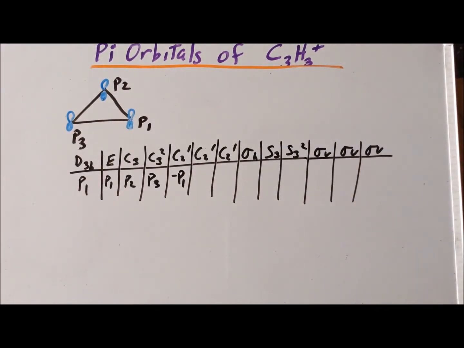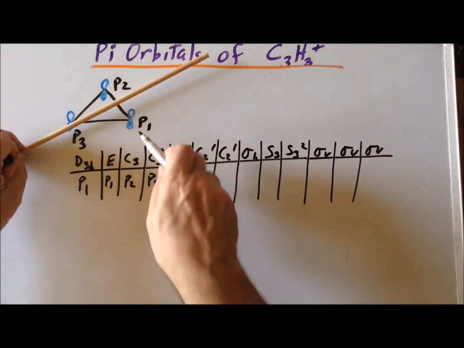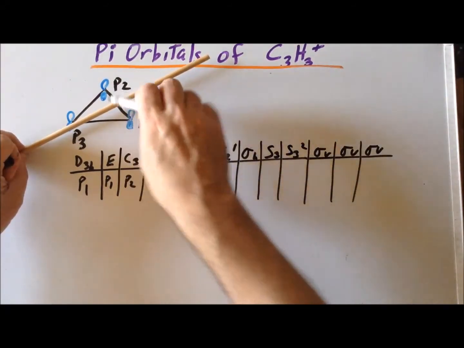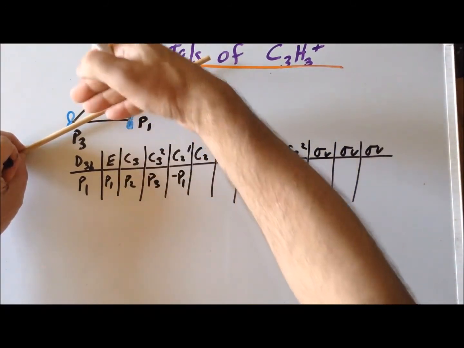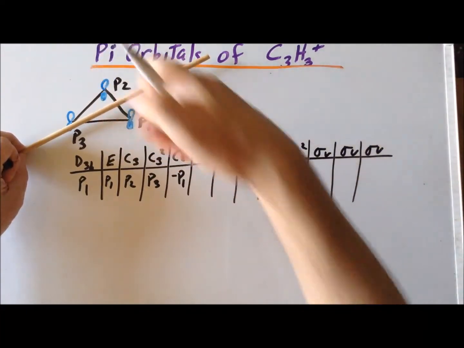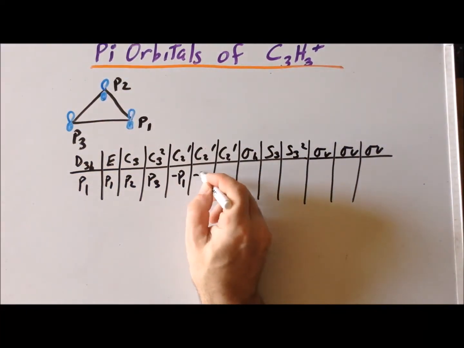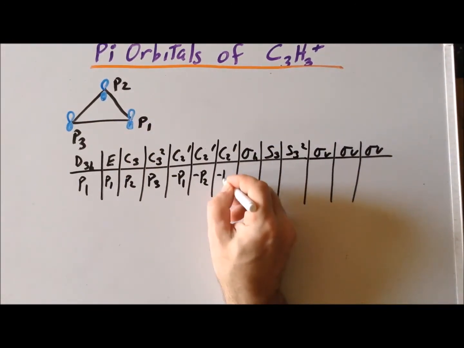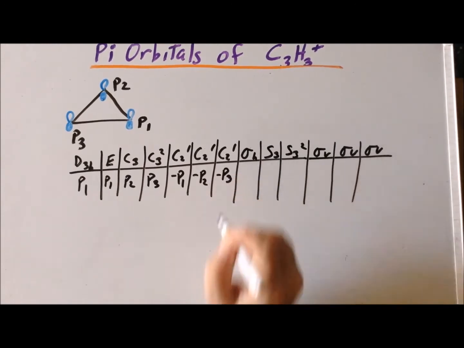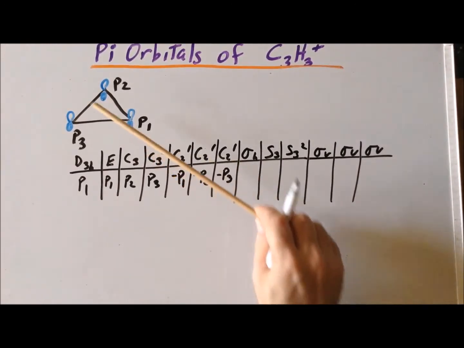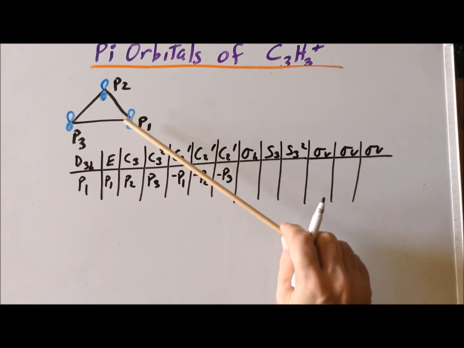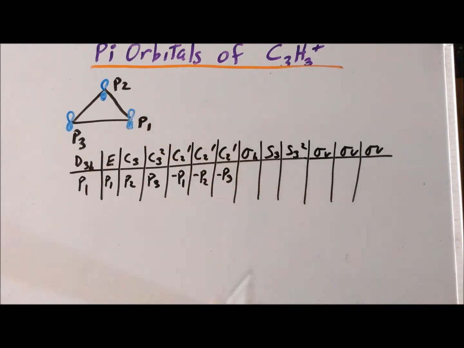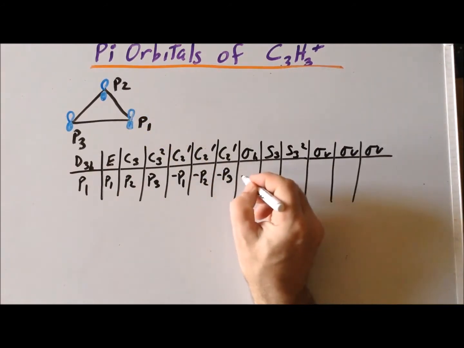So next we can take this particular C2. P1 turns into minus P2, because notice that in the process of turning over the p orbital, we change its phase. So now it's minus P2. And then for the last, we have minus P3. If we do a horizontal mirror, P1 gets reflected into itself, but the positive phase gets changed into a negative phase, so that's minus P1.